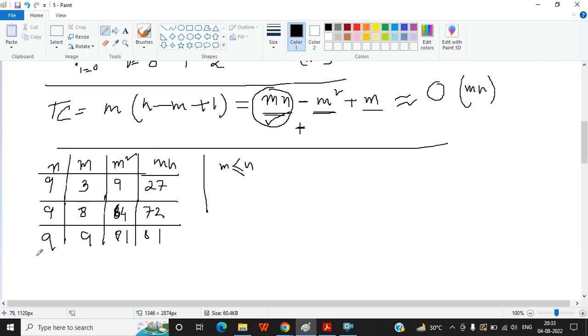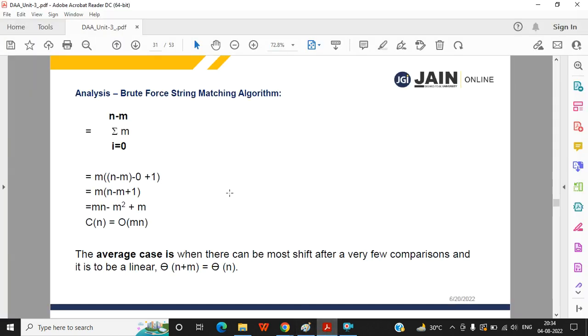Are you getting the thing? So this will be true for picking up the maximum. If every element has the same power, then you can consider the maximum power element. Okay, so this was your pattern matching searching.